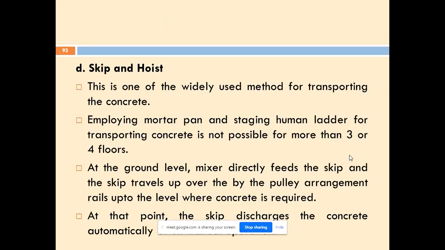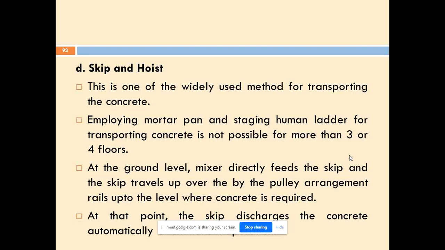So next is skip and hoist. This is one of the widely used methods for transporting the concrete, especially in the vertical direction, for multi-story buildings, where the concrete has to be transferred from lower level to the higher level. This method is widely used, compared to employing the mortar pan or staging a human ladder. You might have seen in small scale work, where people stand above the scaffolding and, with the help of a mortar pan from the bottom, throw the concrete at every level, and then it is transported to the place.